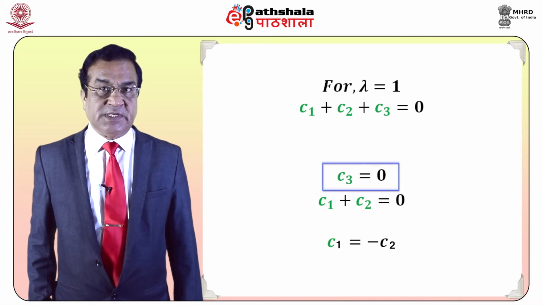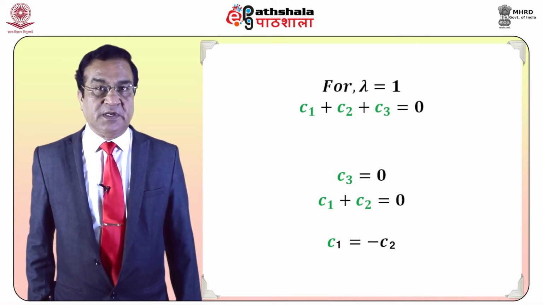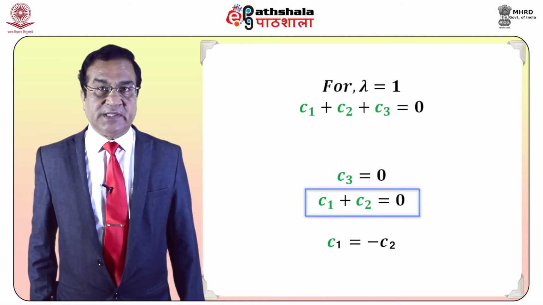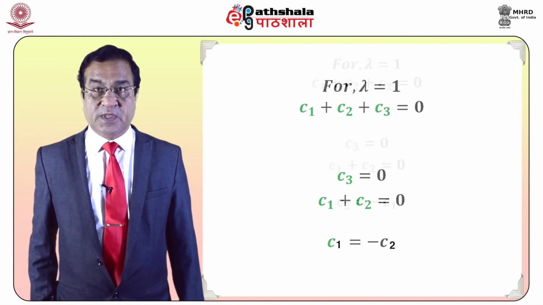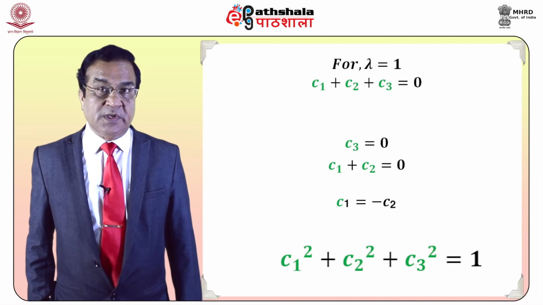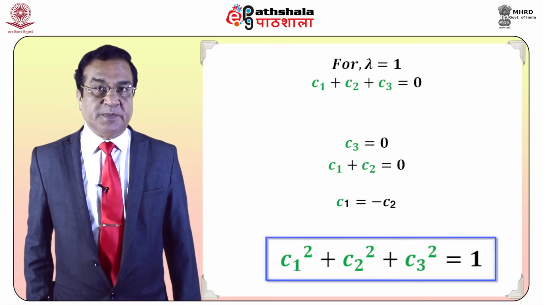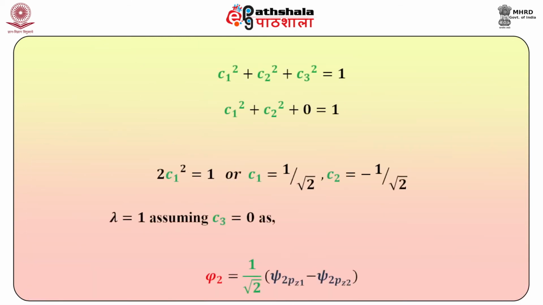So after putting C3 is equal to 0, each of the secular equations now becomes C1 plus C2 is equal to 0, and that means C1 is equal to minus C2. And then there is also the normalization condition according to which C1 square plus C2 square plus C3 square is equal to 1. And if we put C3 equal to 0, then it becomes C1 square plus C2 square is equal to 1.